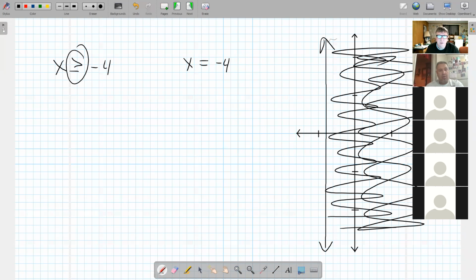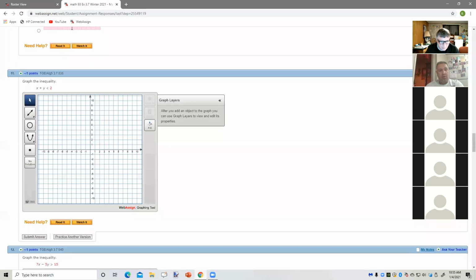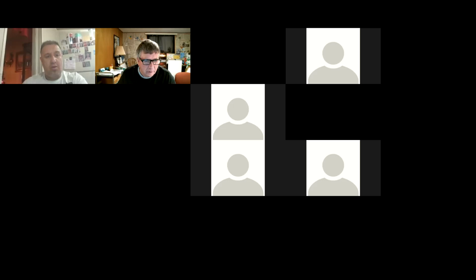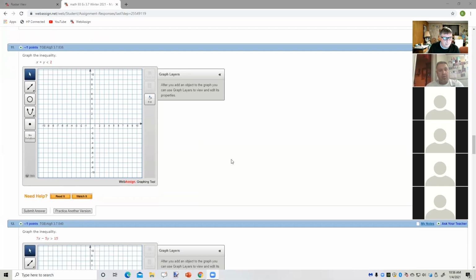All right. So now, let's see here. I'm going to close that up and open up that. And let's make sure that you can see it. So can everybody see it says graph the inequality x plus y less than 2? Yes. Okay, great.